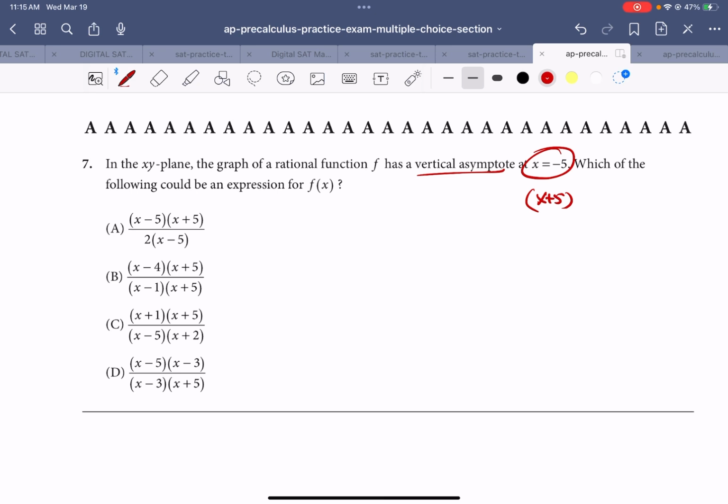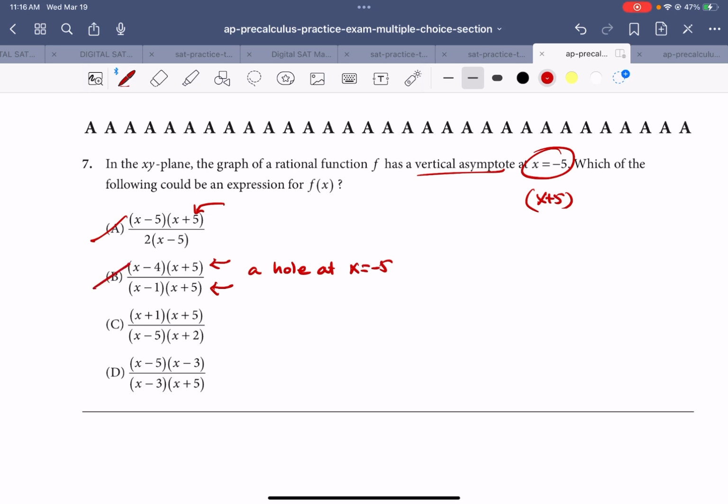So let's look at the answer choices. One thing you should know is that a vertical asymptote is not a zero, right? So on the top, you shouldn't have x plus 5. Here, x equals negative 5 is a zero, not a vertical asymptote, so eliminate. This one has x plus 5 on the bottom, but also x plus 5 on the top. If you have x plus 5 upstairs and downstairs, then there's a hole at x equals negative 5. If you have the same factor on the numerator and denominator, that's the location of a hole, not a vertical asymptote. So you can eliminate that as well.